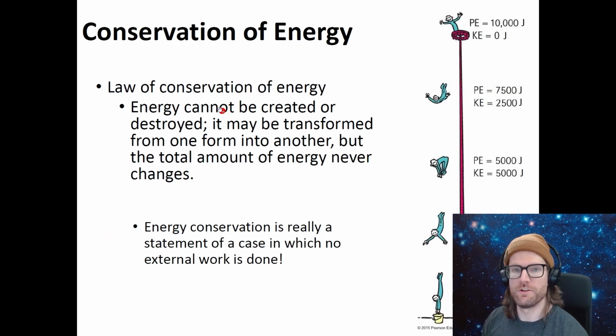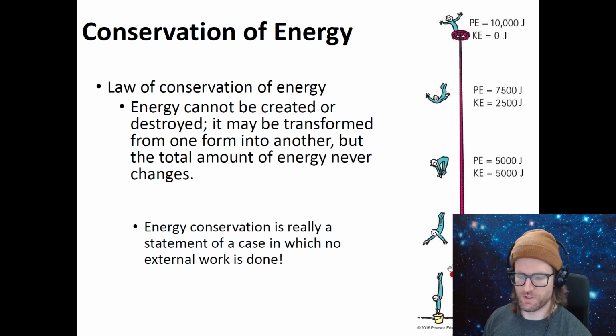Okay, conservation of energy. Energy cannot be created or destroyed. It may be transformed from one form into another, but the total amount of energy never changes. So here's an example. This person is at the top here with 10,000 joules of potential energy and 0 joules of kinetic energy. As they fall, the total energy stays the same, even though it's being converted from potential energy to kinetic energy in the motion. The total energy stays the same. That's conservation of energy.